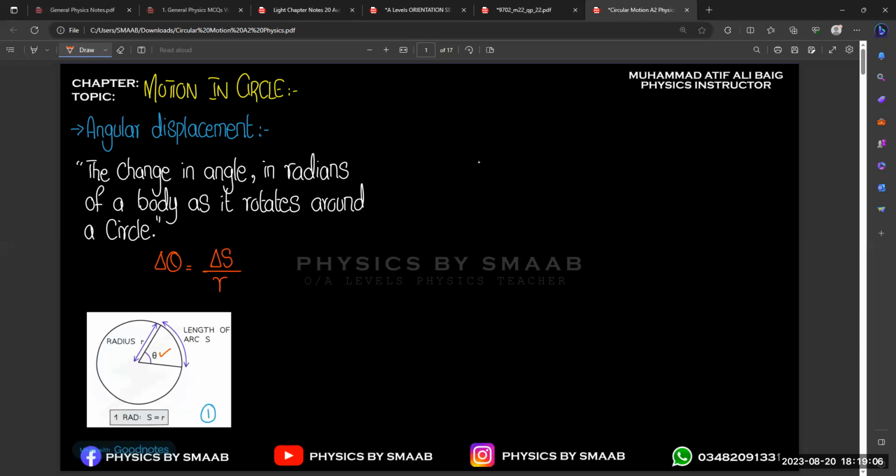Now you can easily mark the values, because s is given over here. That is the arc length of the circle, and the radius is clearly mentioned over here. That will remain constant throughout the motion, right? Any confusion? No. So this is the very first equation and the very first concept. I hope you also use this equation somewhere in your mathematics, because it is related to finding the arc length of a circle, s equals r theta, right?